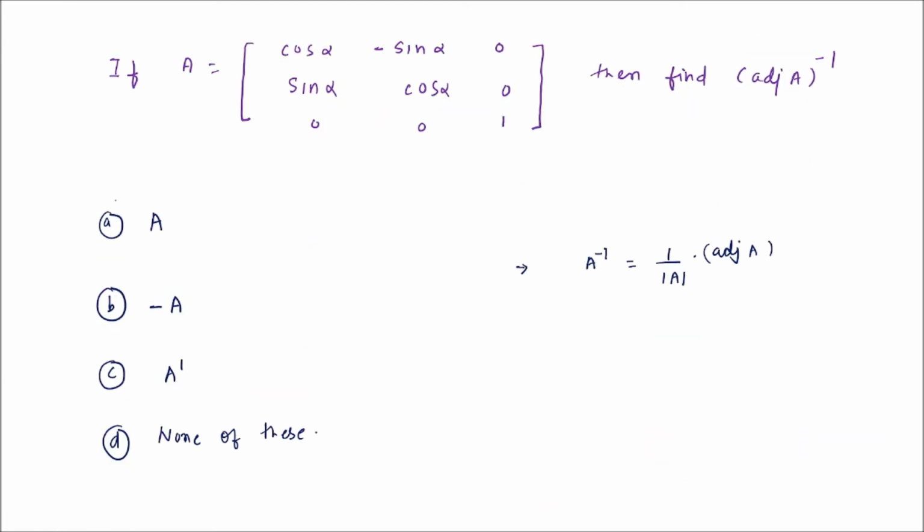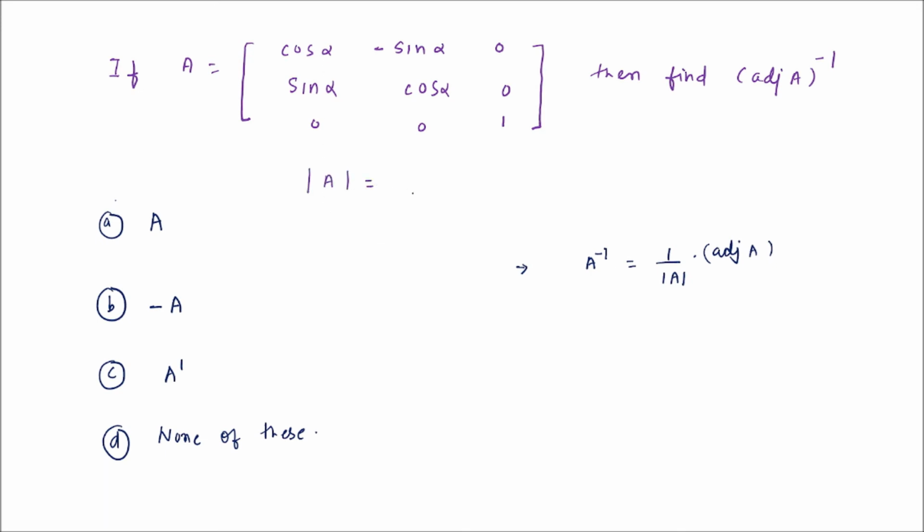So what is the question here? If A is equal to the matrix cos alpha, minus sin alpha, 0, sin alpha, cos alpha, 0, 0, 0, 1, then we have to find the inverse of the adjoint. So dear student, we know that the inverse of a given matrix is equal to 1 upon determinant of A into adjoint of A. So we have to first check whether the inverse exists or does not exist. We will find the determinant of this.